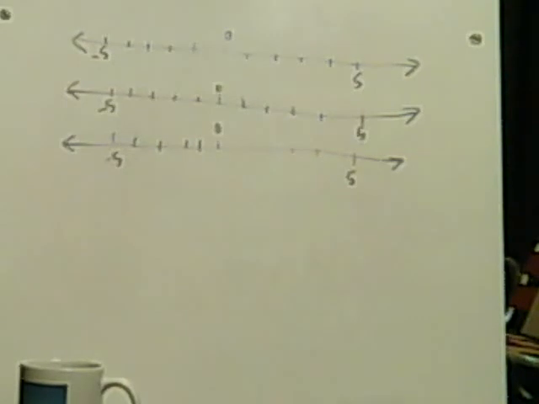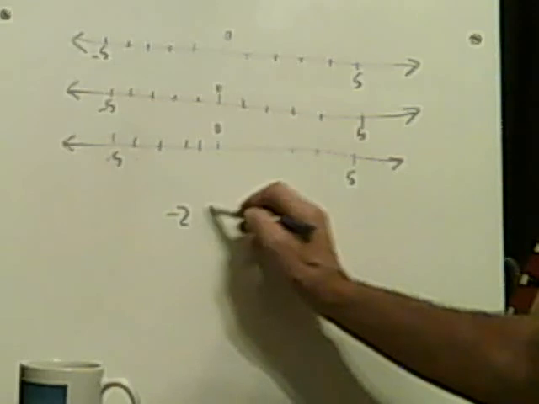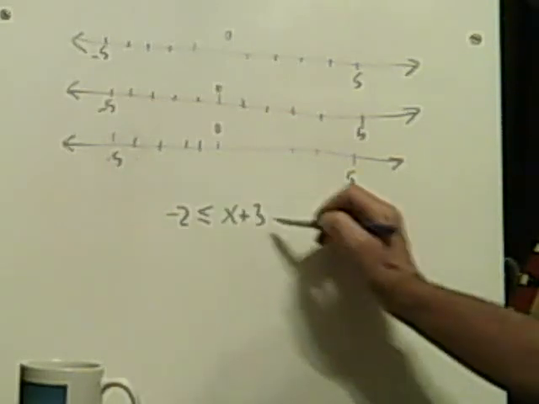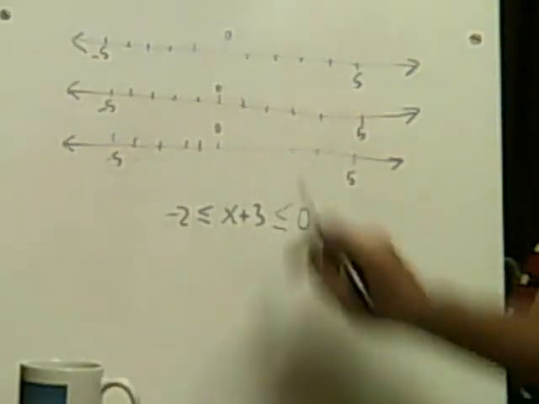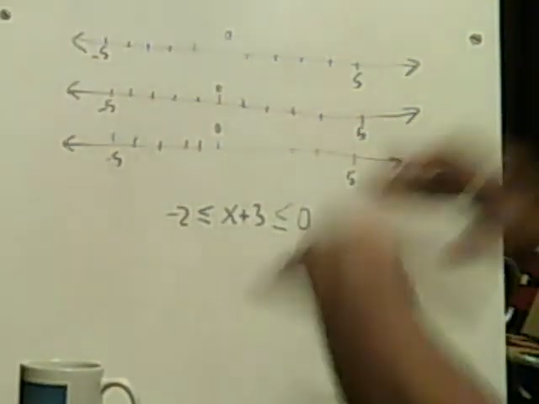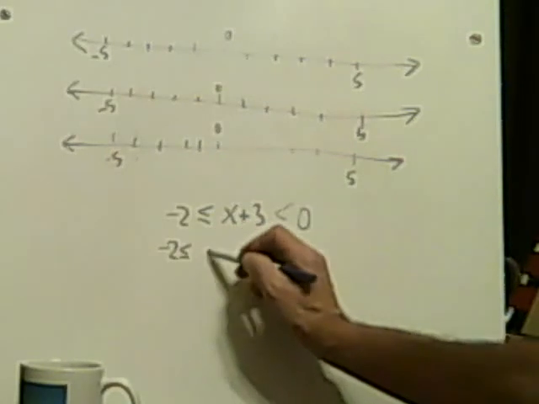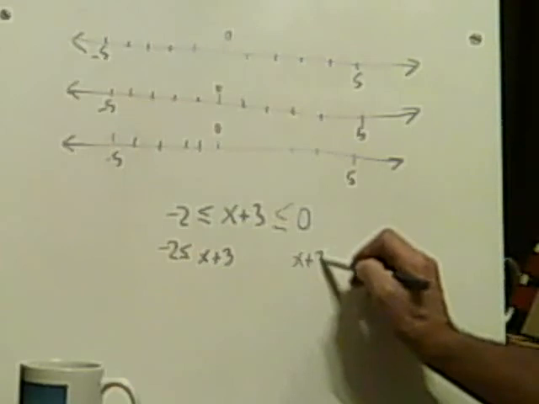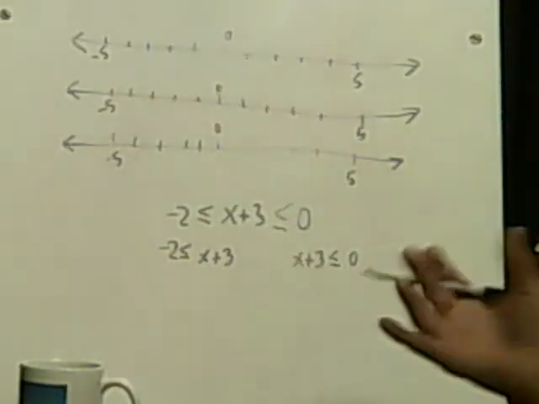Okay, so let's see. The next one is going to be negative 2 less than or equal to x plus 3 less than or equal to 0. This is a compound inequality. This is actually two inequalities. So there's an inequality that negative 2 is less than or equal to x plus 3. Then there's another inequality that says x plus 3 is less than or equal to 0. We can solve these totally independent of each other.